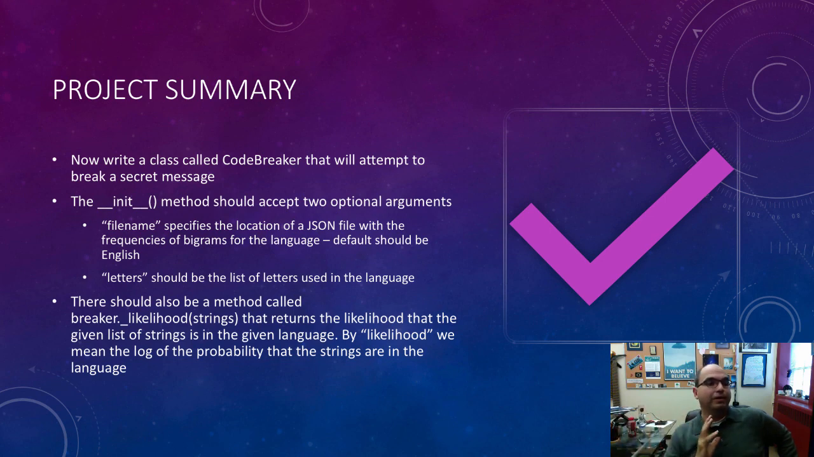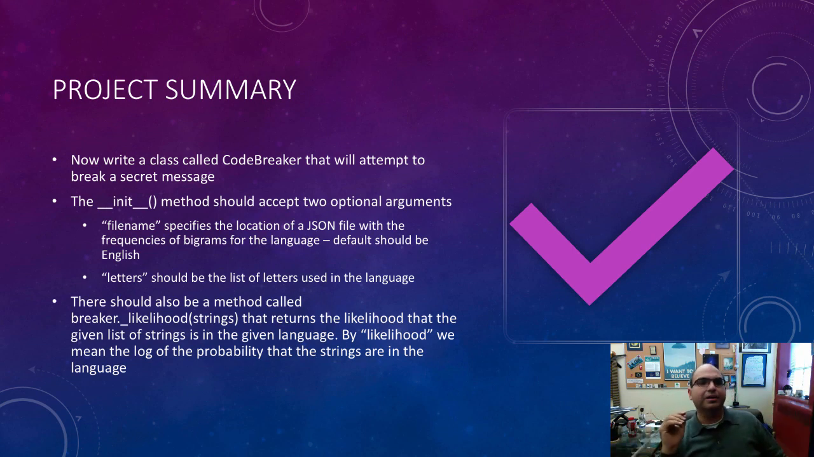Okay. Now, there's a couple of methods that this class should have. One of those is called underscore likelihood. Underscore because it's a warning. You know, this is a tricky method. I don't want anybody else to mess with it. Underscore likelihood takes a bunch of strings, and what it returns is the likelihood that those strings are in the English language. And the way that it does that is it finds adjacent pairs of letters, finds the probability of each pair, and then multiplies all those probabilities.